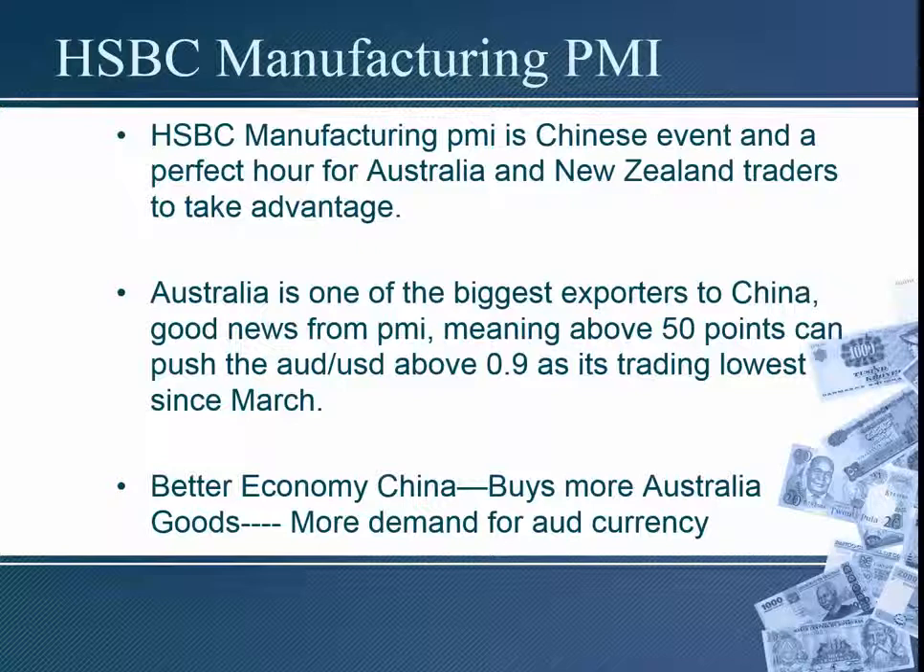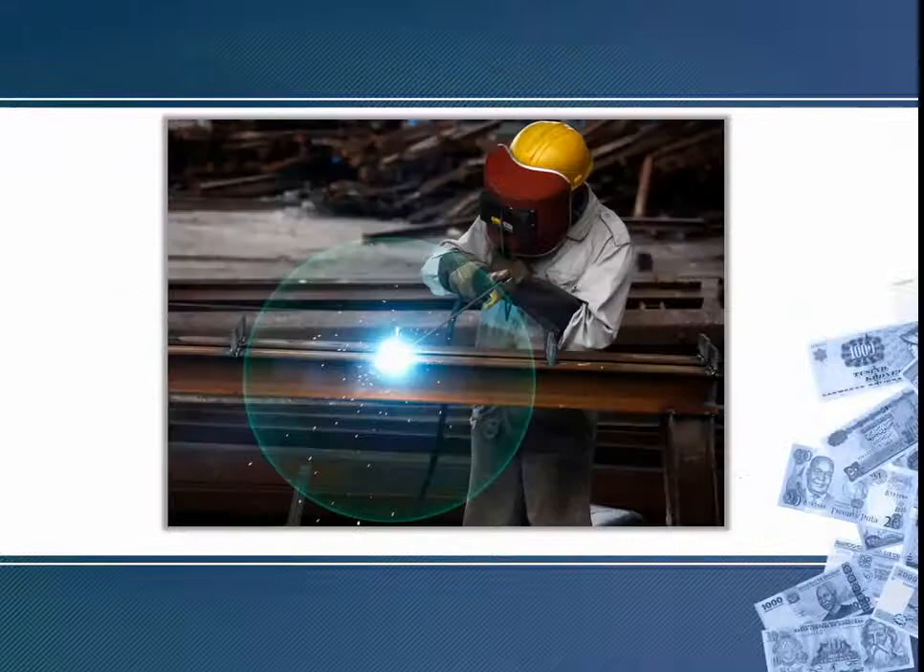The HSBC Manufacturing PMI, now this is a great Chinese event, and it's a perfect hour for Australia and New Zealand traders to take advantage. Australia is one of the biggest exporters to China, like I previously mentioned. And good news from the PMI, meaning above 50 points, can push the Australian US dollar above 0.9 as it's been trading lower since March. A better economy from China means people will buy more Australian goods, and there'll be more demand for the Australian currency. So now you can see the correlation here.